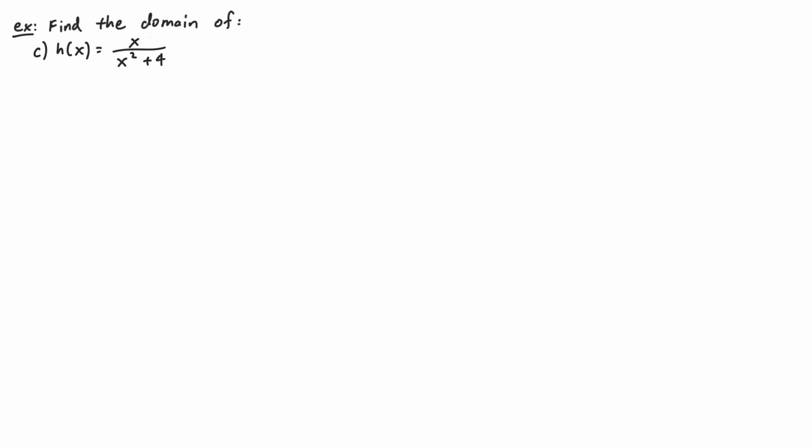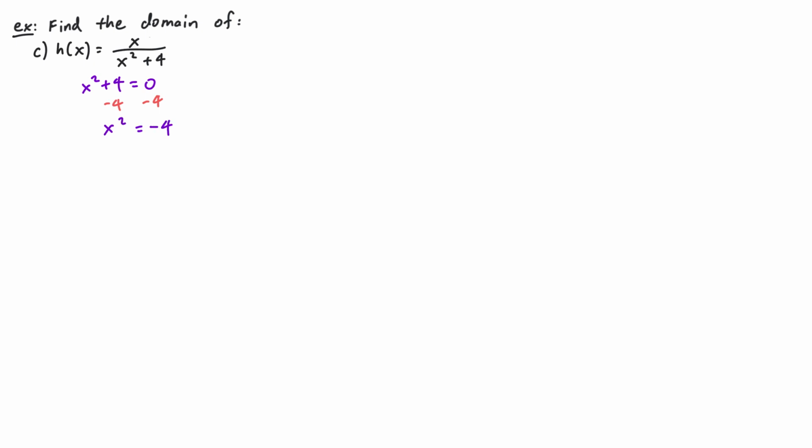In example C, we're working with the rational function h of x equals x divided by x squared plus 4. If we want to find the domain of this function, what we need to do is set the denominator equal to 0 and solve for x. So we have x squared plus 4 equals 0. If I try to isolate the x, I might start by subtracting 4 from both sides. This gives me x squared equals -4.